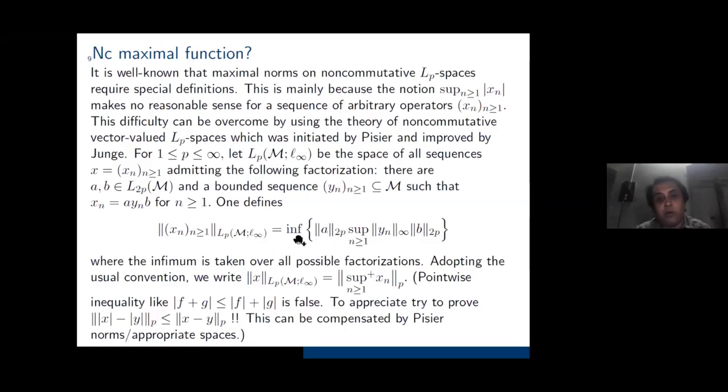But you can somehow compensate using these vector valued non-commutative LP spaces, and actually you have some triangle inequalities there. You can compensate some of them, not all of them. Many pointwise inequalities in the commutative situation are actually norm inequalities in disguise.